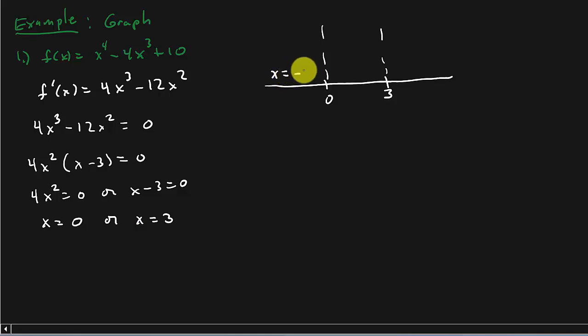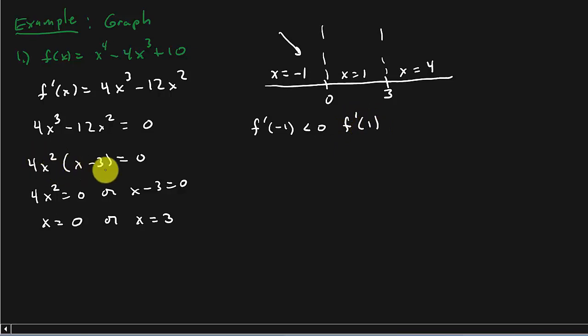So we're going to use x equal -1, x equal 1, and x equal 4. And we're going to put each of these into the first derivative. You can plug it into here, but I think it's easier to plug it into the one that's factored already. So f prime of -1, that's going to be positive out here. -1 minus 3 is negative. Positive times a negative is negative. So that's decreasing.